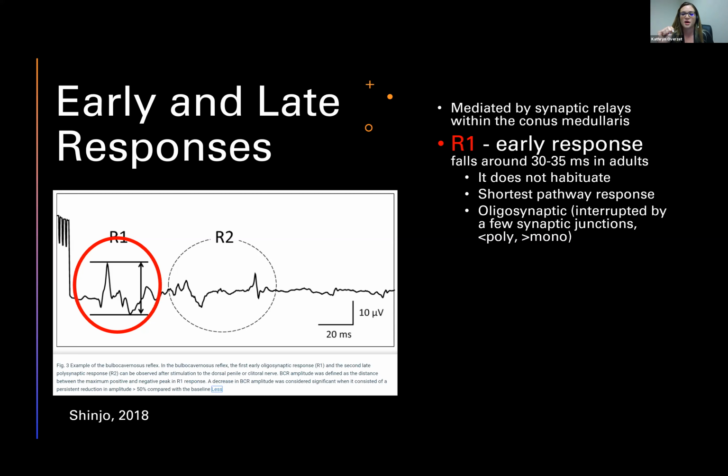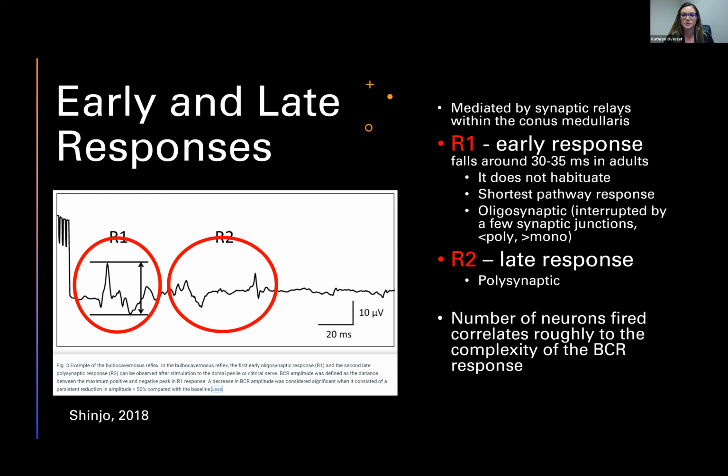I think I saw that pop up, somebody asking if your pudendal SSEP stimulation would affect your ability to collect a BCR response. It is the shortest pathway response, obviously, it comes in first, and it's oligosynaptic, which means it's interrupted only by a few synaptic junctions. So more than one, but less than poly. And the R2, the late response, is polysynaptic. So you're going to see that more affected by your anesthesia and it might be a little bit harder to collect a good response from in the OR. The number of neurons fired is going to correlate roughly to the complexity of the BCR response.